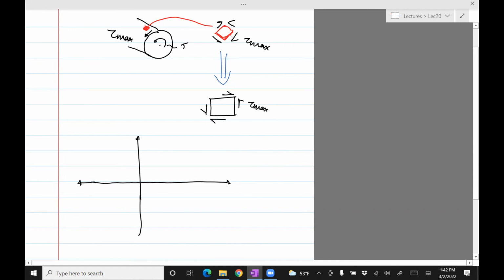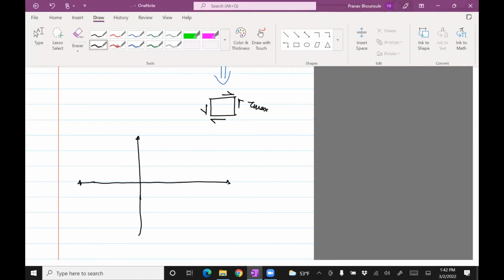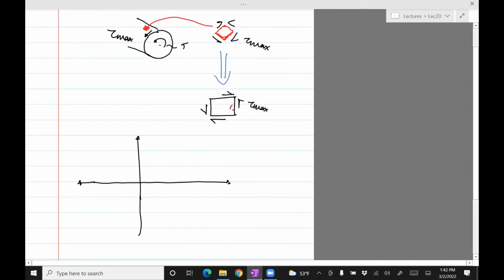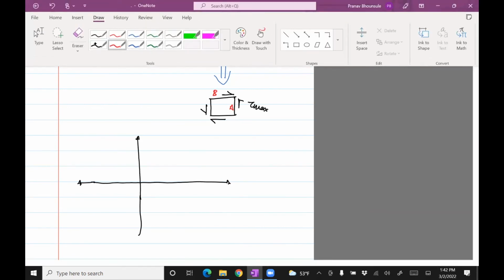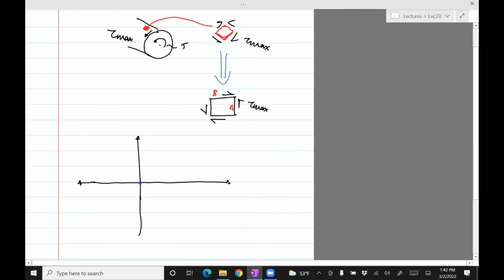We know the stress at phase A and phase B. So stress at A is 0 for the normal stress, and we have counterclockwise shear stress. So the sign for that is negative for our convention. That'll be minus tau max. This will be phase A.